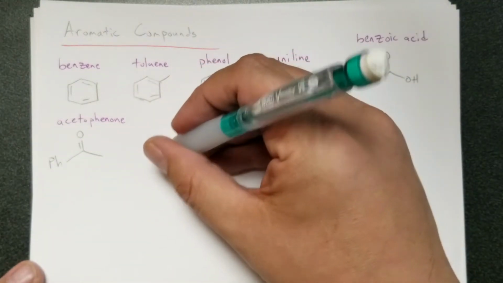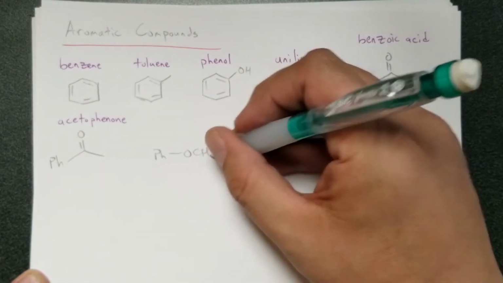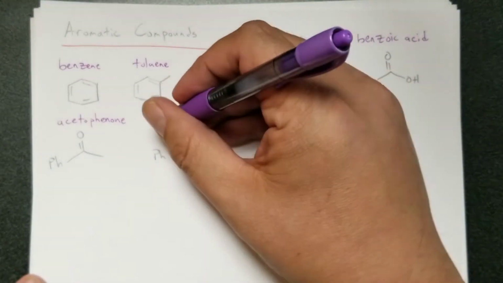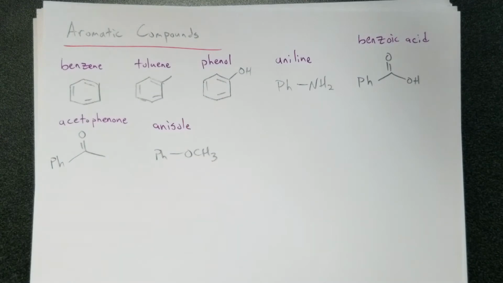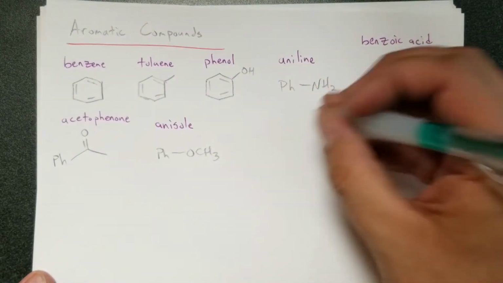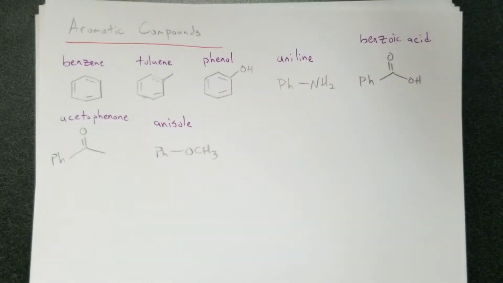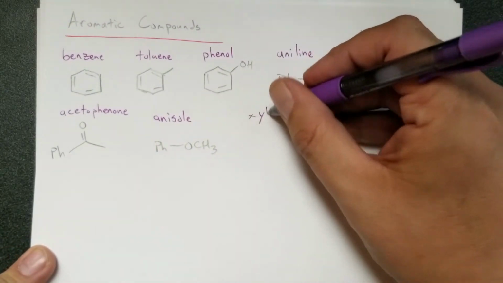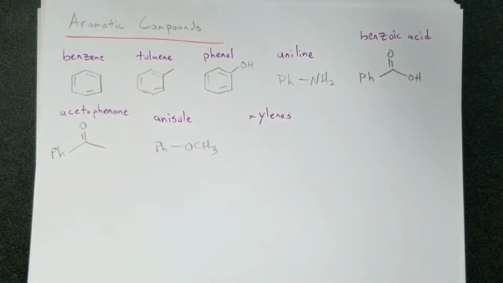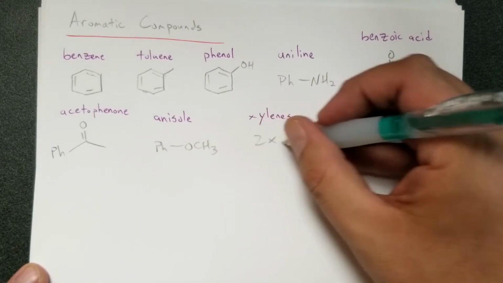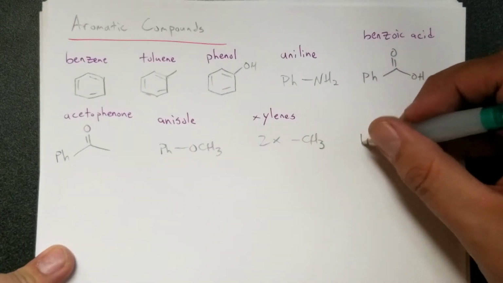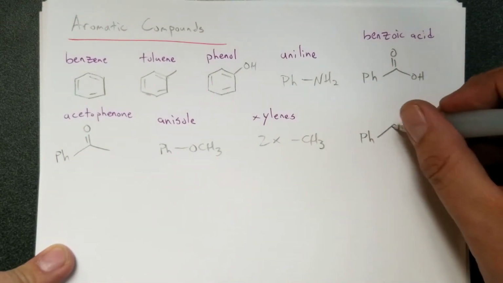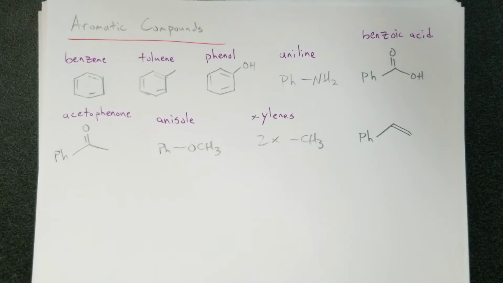All right, moving along here. If we have an OCH3, this is anisole. Anisole. And then we have our xylenes. These basically have two methyl groups on there somewhere. And then the last one I want you guys to know is if we have a double bond coming off like that, that is styrene.